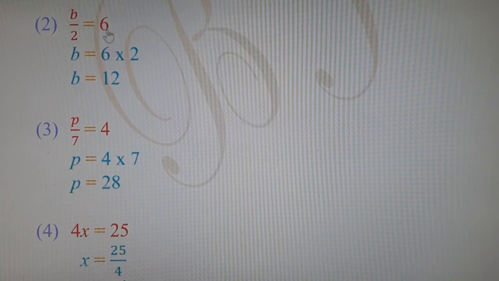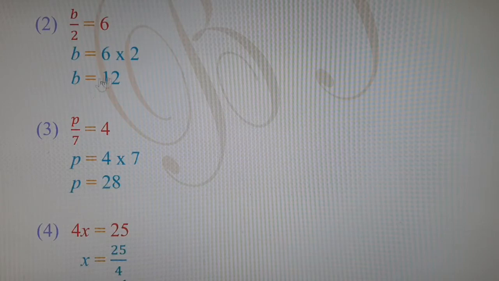So in the next step we will get 6 multiply by 2. 6 multiply by 2, the answer is 12, and B is kept alone on the left hand side. So B is equal to 6 into 2, and the final answer will be B is equal to 12. So we will get B is equal to 12 as the solution for this equation. Let's go to the third question.